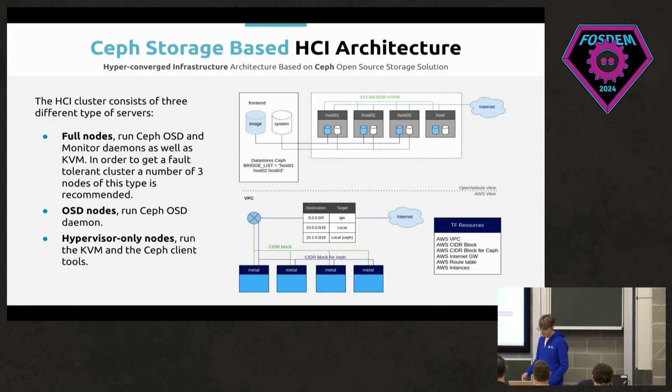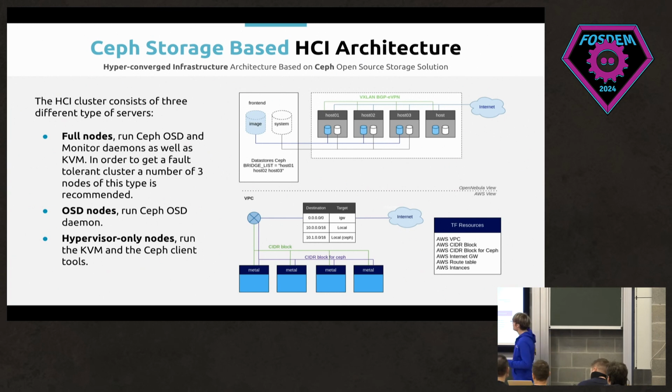So the Ceph storage in OpenNebula consists of 3 different types of server. We have the full nodes that run the Ceph OSD and monitor daemons, as well as the KVM hypervisors. We have the OSD nodes to run the Ceph OSD daemon, and the hypervisor-only nodes that, as the name says, only run the hypervisor.